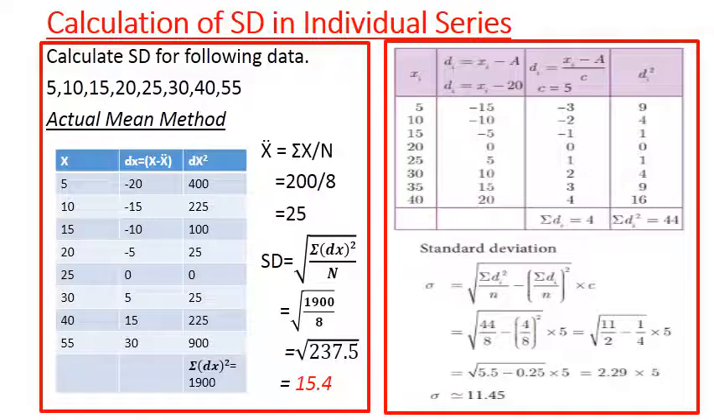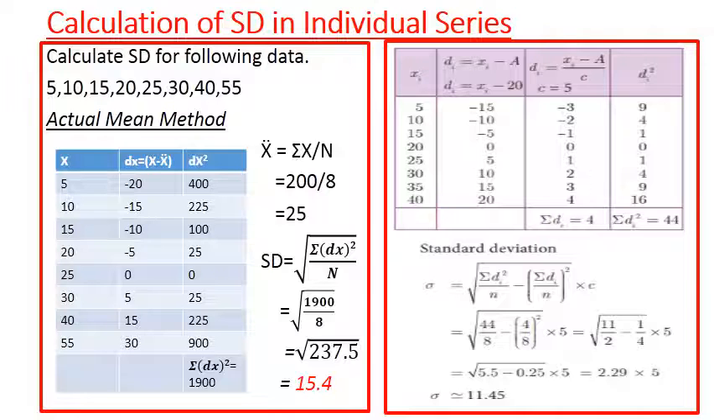X bar is equal to summation of x divided by n, and the sum of these observations is 200. The number of observations is 8. 200 divided by 8 is 25. Then standard deviation, SD, is under root of summation of dx square divided by n. So for dx square, first you have to calculate dx, deviation from mean. So the second step is you have to calculate dx, and we know x bar is 25.